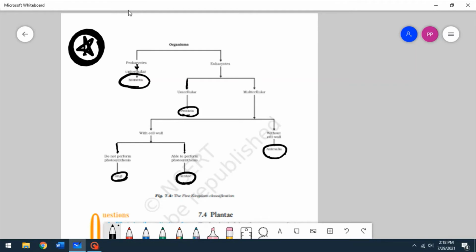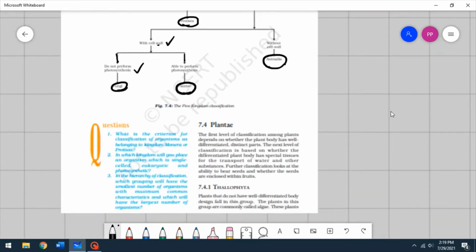Alright, so if you want to talk about Plantae, one way you can revise is you can say Plantae are multicellular eukaryotic organisms which have a cell wall, and they are able to prepare their own food through photosynthesis. Fungi are multicellular eukaryotes with cell wall which cannot perform photosynthesis. That is how you can do it. So you're covering all the bases of classification. Alright, that is one way to revise this flowchart, and that is very important.